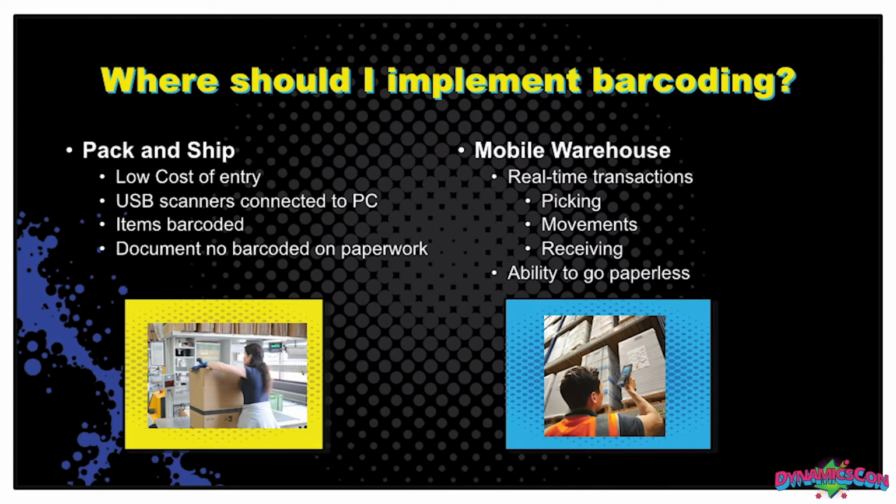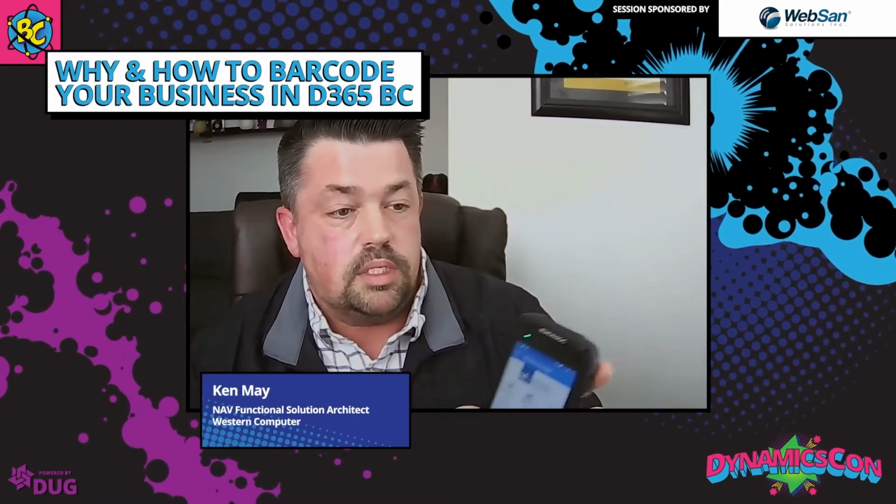And this is also what really gives you the ability to go paperless in your warehouse. So we wouldn't have to print out order confirmations or pick documents. Everything could be handled on a scanner. This is typically what these scanners look like.